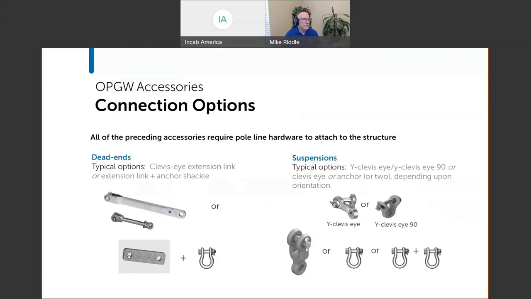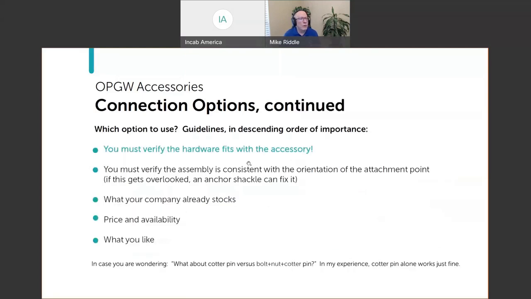All of the preceding dead ends and suspension clamps and double suspension clamps, you've got to connect using pole line hardware to the structure. What do you use? Well, for dead ends, what's been typical is a clevis eye extension link, like this one or this one. Or you could use an extension link, a simple extension link, with an anchor shackle. So the anchor shackle attaches in one hole and it goes to the structure, and then the other hole fits into your dead end.